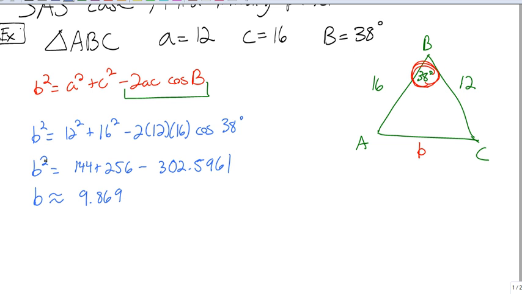Remember, when you take the square root, there are both positive and negative values, but hopefully you realize that we do not want a negative side of a triangle. So we now have found the third side of our triangle, rounded to 3 decimal places, 9.869.